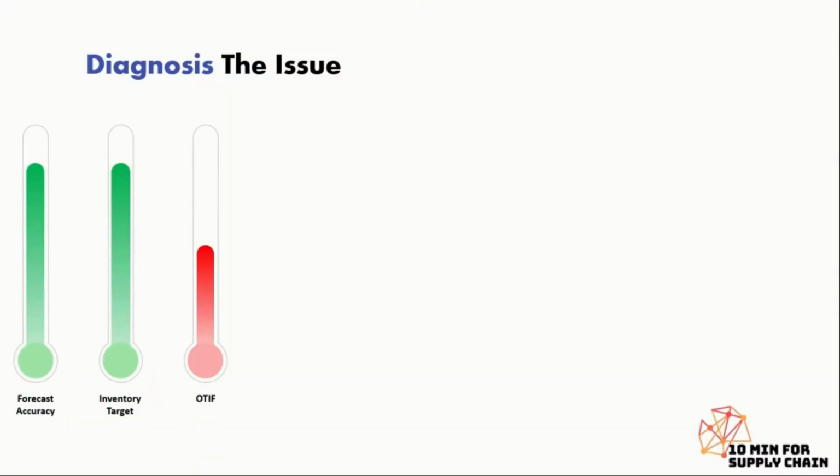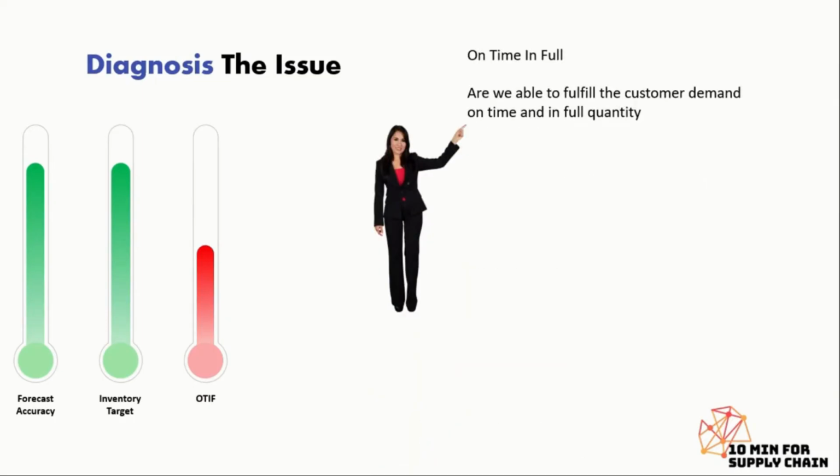To diagnose the issue, we are going to check 3 KPIs. One is forecast accuracy, another is inventory target, and third one is OTIF, which is on time in full. OTIF says, are we able to fulfill the customer demand on time as per the request time and in full quantity, whatever quantity customer has asked for.